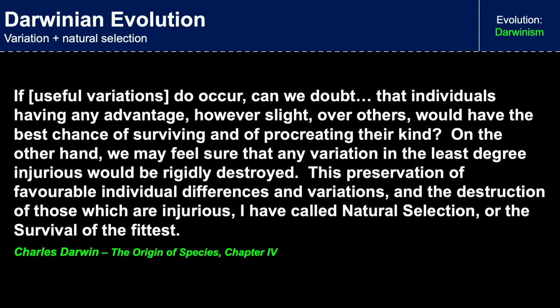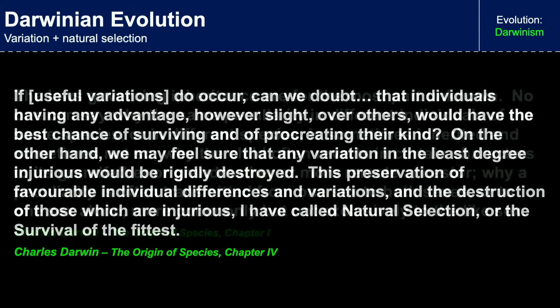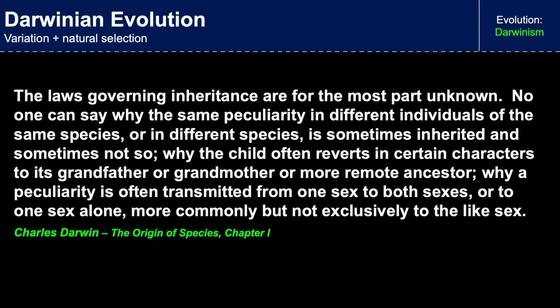Now note, when most people think of evolution, they think of natural selection, but that's not what's going on here. It's variation and natural selection. Both are very important in Darwinian evolution. But that presents a problem because Darwin recognized that he had no idea where variation came from, where it arose.